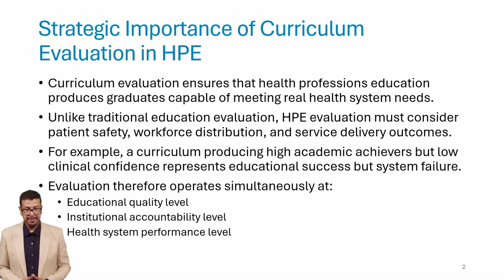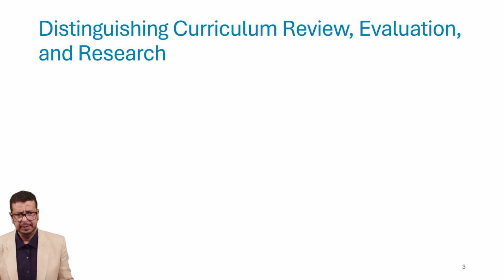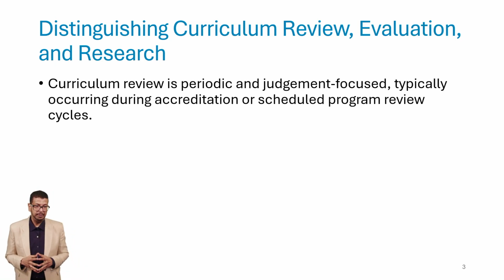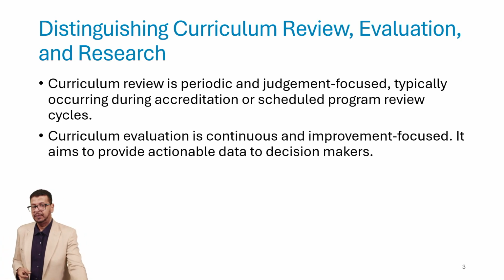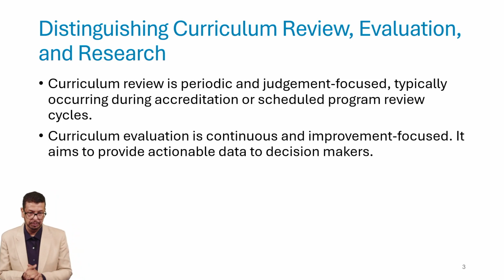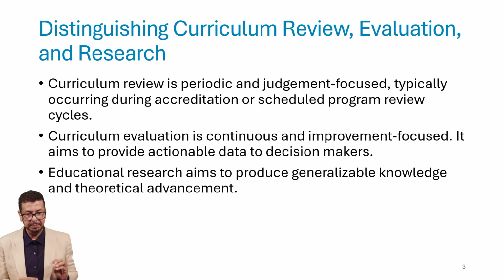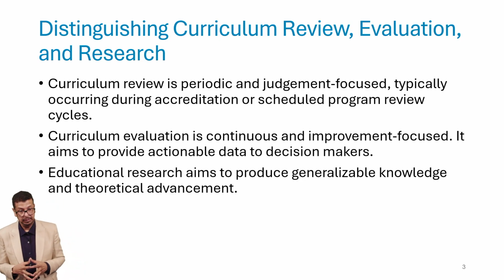Evaluation, therefore, operates simultaneously at the educational quality level, the institutional accountability level to the community, and the health system performance level. And we need to define the terms and differentiate between curriculum review, evaluation, and educational research. Curriculum review is periodic or judgment focused, and typically occurs during accreditation or scheduled program review cycles, while curriculum evaluation is continuous and improvement focused, not judgment focused or periodic like review. The aim of curriculum evaluation is to provide actionable data to decision makers. Educational research aims to produce knowledge and theoretical advancement. We need all three parts, but we'll focus here on curriculum evaluation, which is related to continuous improvement of the curriculum, with the aim to provide actionable data to decision makers.